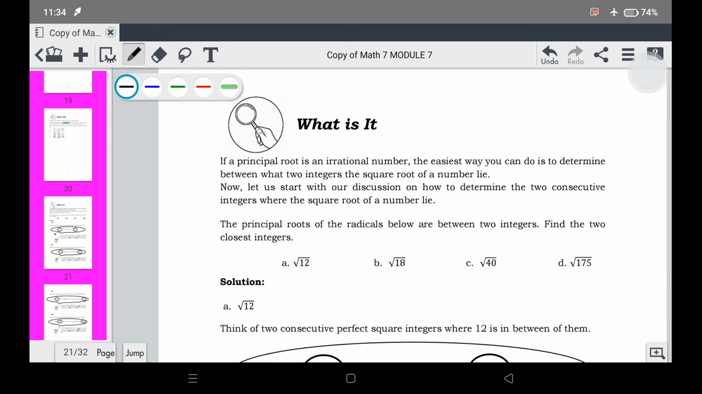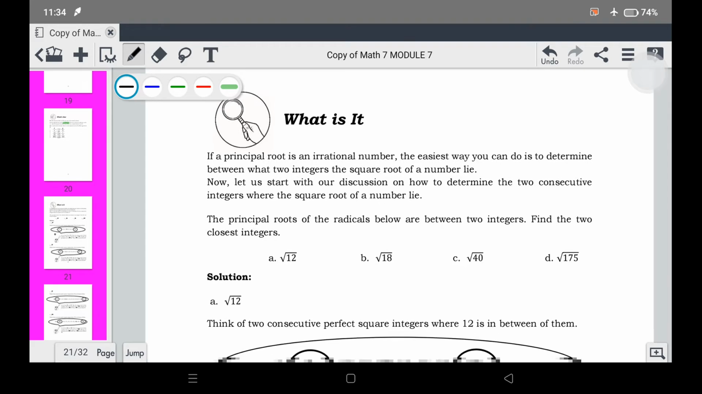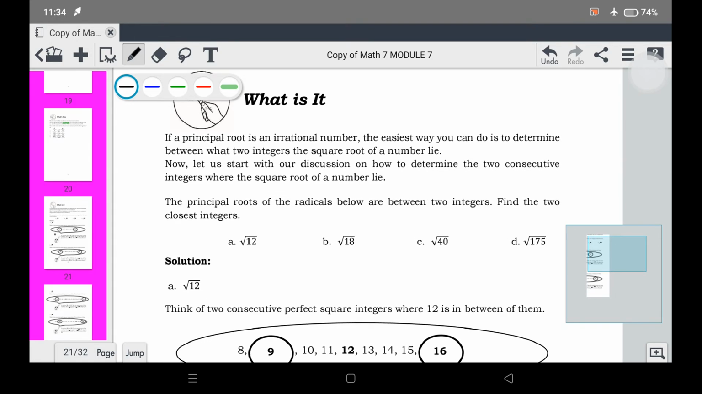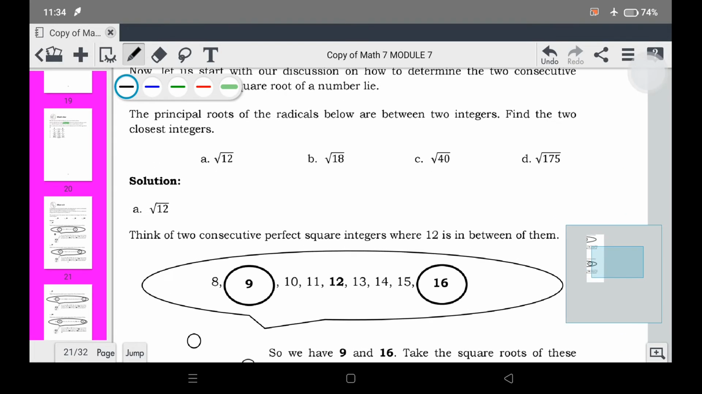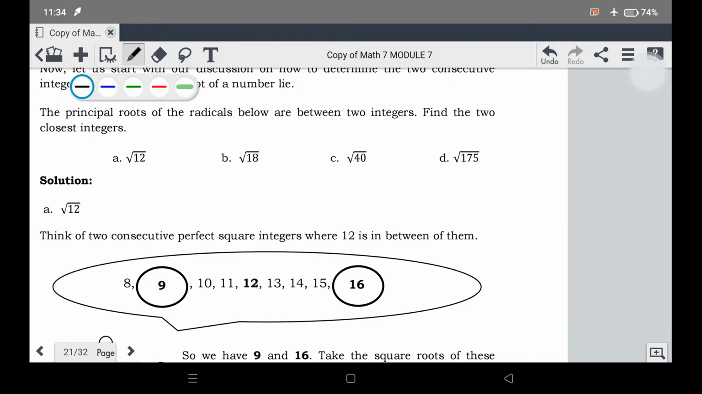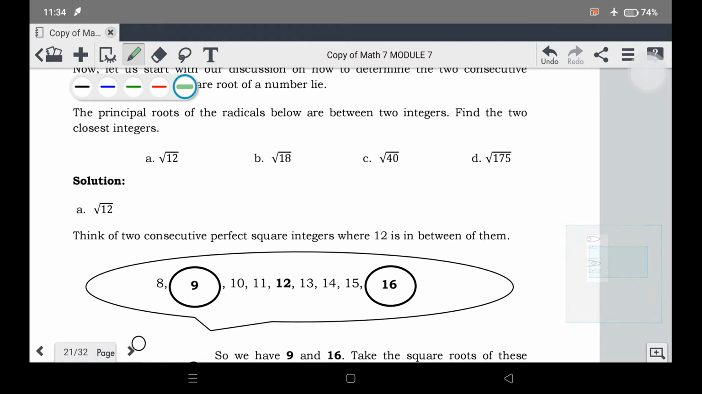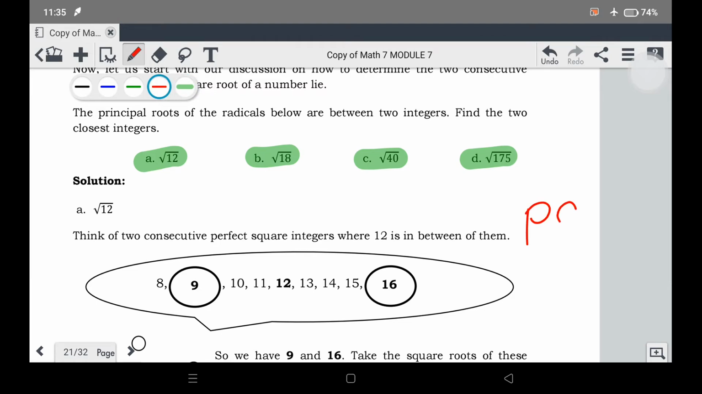Next. If a principal root is an irrational number, the easiest way you can do is to determine between what two integers the square root of a number lies. So here in these examples, we'll take into account irrational numbers, such as these numbers. These are considered to be irrational. And you have to familiarize yourselves with perfect squares.